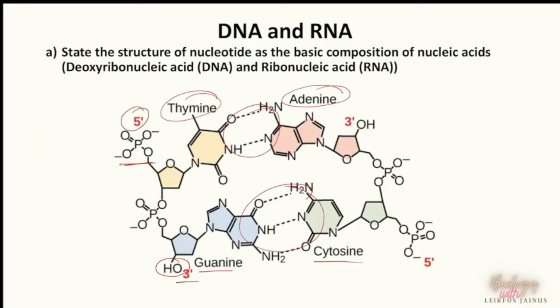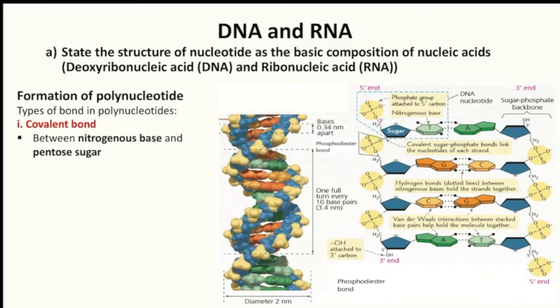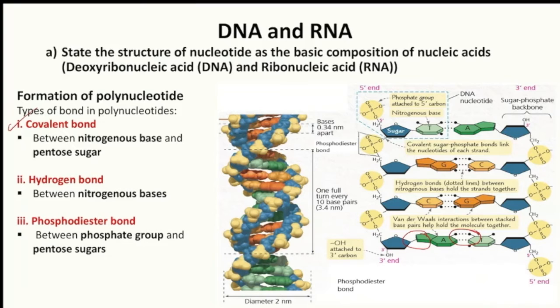Next, the bonds in the formation of polynucleotide. First, a covalent bond forms between the nitrogenous base and the pentose sugar. The second bond is the hydrogen bond. The hydrogen bond forms between the nitrogenous bases. And next, we have the phosphodiester bond.